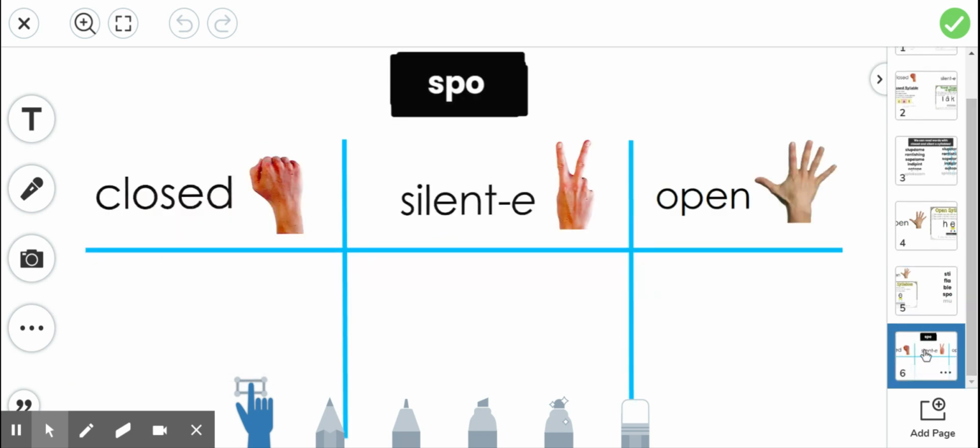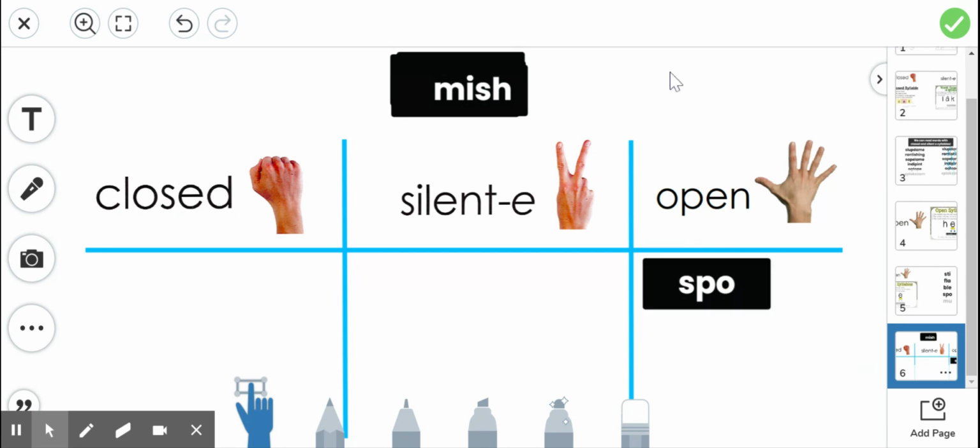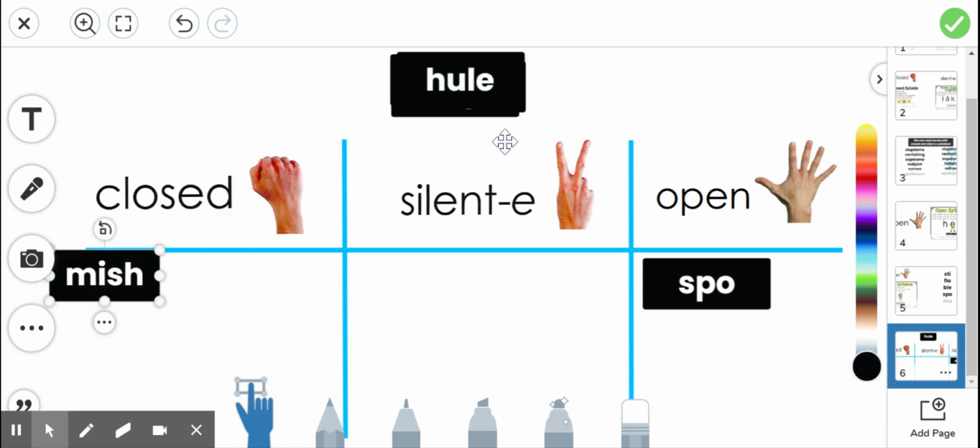All right, now let's see if we can sort some silly words. So this first word here, S-P-O, the vowel is at the very end. So this would be an open syllable. Here, my vowel is in the middle and there's a consonant afterwards, so it's closed in. Here, I have vowel, consonant, silent E.